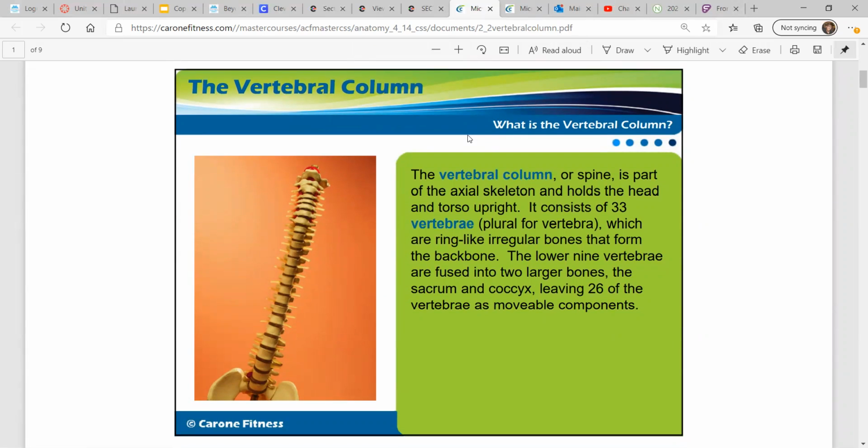So the vertebral column is your spine, and that's a lovely picture of your spine. It's a part of the axial skeleton, and it holds the head and torso upright. It consists of 33 vertebrae, which are ring-like irregular bones that form the backbone. The lower 9 vertebrae are fused into larger bones, the sacrum and the coccyx, leaving 26 of the vertebrae as movable components.